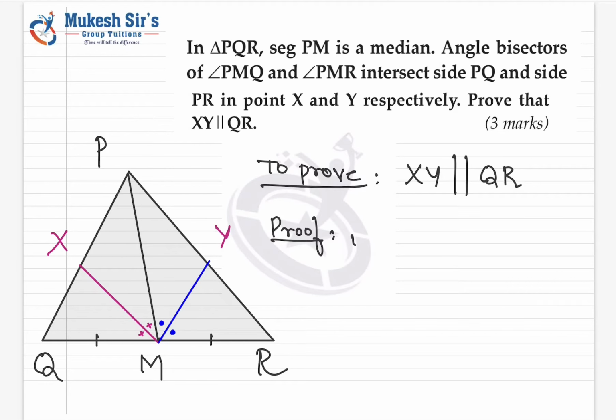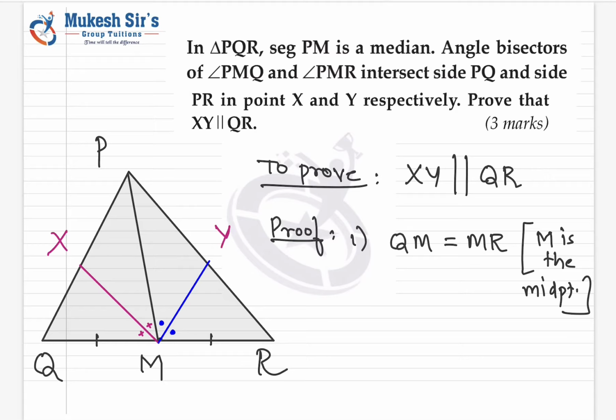To prove this, you can first write QM is equal to MR. The reason you can say is given, because PM is the median, or M is the midpoint. If PM is the median, then M is the midpoint. So QM is equal to MR. This is again similar to the last question. You have to use the property of angle bisector twice.